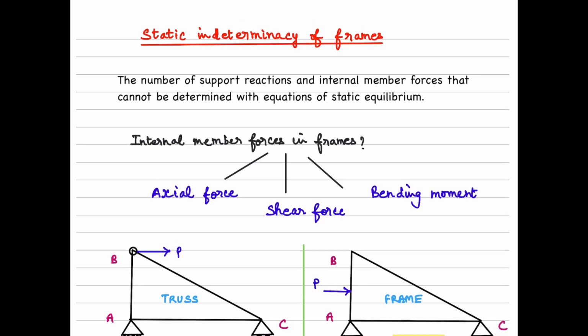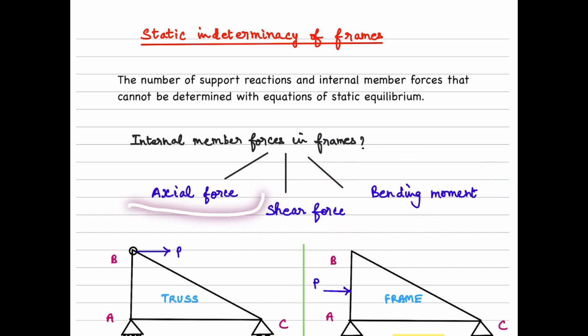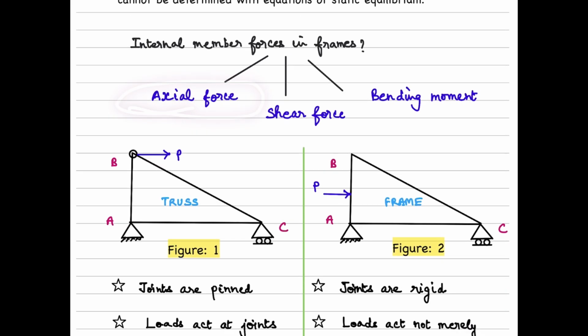We know that the way we approach external static indeterminacy in the case of beams, frames, and trusses, or at least I can say beams and trusses, is similar, whereas the internal static indeterminacy differs based on the number of internal stress resultants. In the case of beams, the internal stress resultants are shear force and bending moment, whereas in the case of frames, we have something additional called axial force.